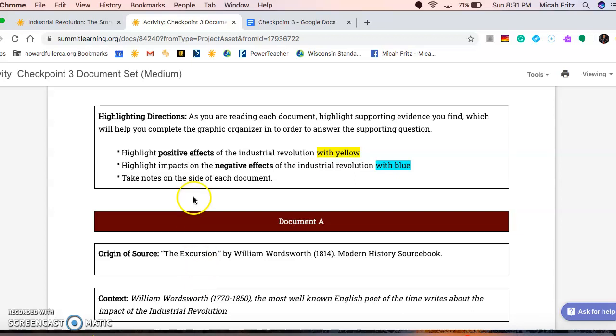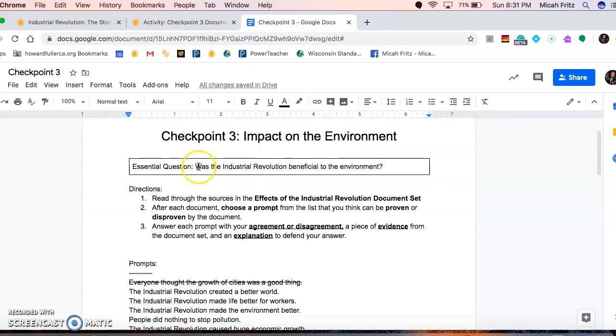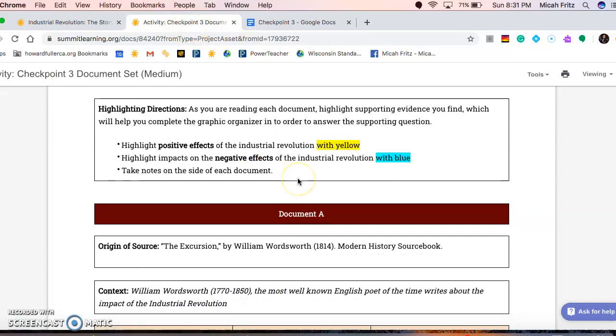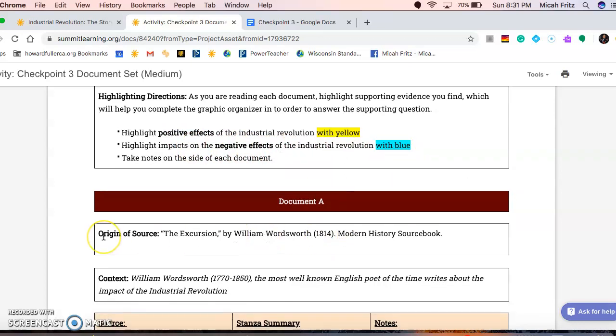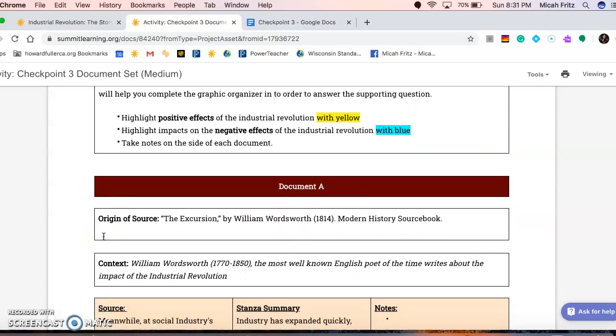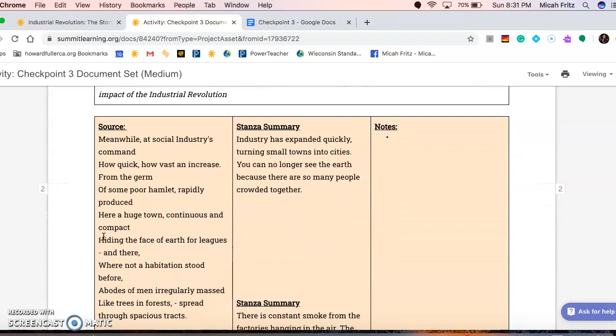As we're reading this, since we are trying to answer the question, was it beneficial to the environment, we want to be thinking about positive and negative things that are going on. So what I'm going to suggest we all do is if you see a positive effect going on, highlight that in yellow. If you see a negative effect, highlight that in blue. That'll help you at the end once you decide whether you think this is positive or negative things going on here. So we're going to dig into this poem right away.